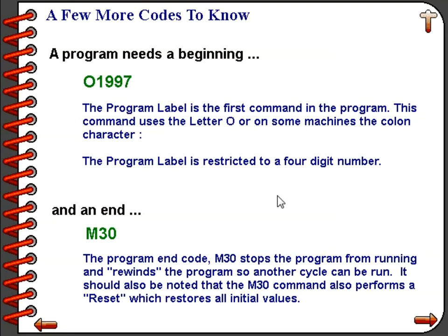At the end of the program would be the M30 command. The M30 is the program end or program stop command. This command will also rewind and reset the memory of the control so that it can run another cycle. So therefore, each program will begin with the letter O and it will end with an M30.